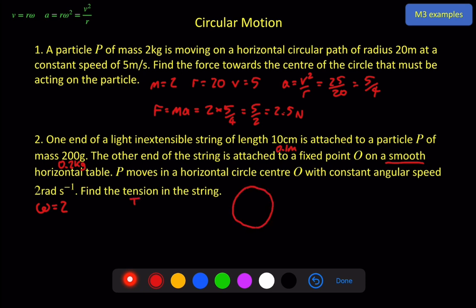So it's got a circular path. String here, particle here, there's tension acting inwards, looking down from above. Acceleration, in this case we're using r omega squared. The radius is 0.1, omega is 2. That gives me 0.4 for A. The only force acting is the tension. So F is equal to T, which is mass times acceleration. The mass is 0.2, times 0.4 gives us 0.08 newtons for the tension.